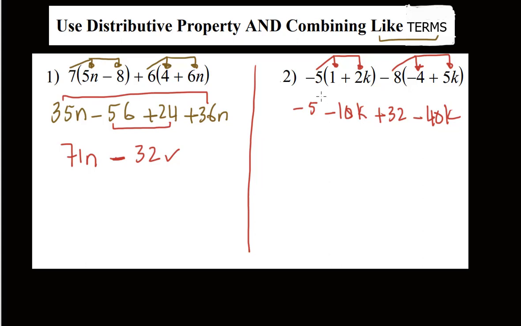So now we will combine the like terms. So negative 5 and positive 32 are like terms. Both of them have opposite signs, so we will subtract. So negative 5 plus 32 will give us a positive 27. But when you combine negative 10k and negative 40k, they are like terms, both of them negative, so your answer is negative 50k.